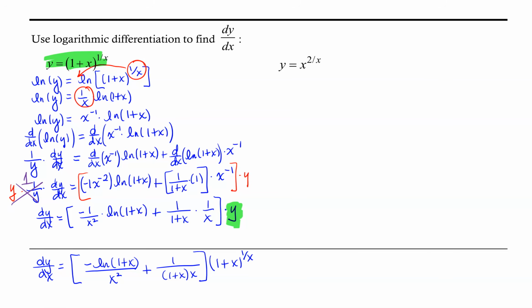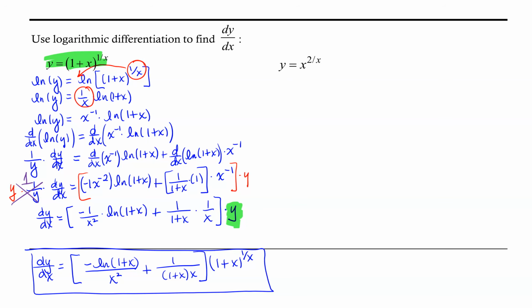Now there's not much we can do to simplify any part of that derivative, so we leave it alone. And that would be our derivative of our original function y. Let's take a look at our second example. We've got y equals x to the 2 over x power.